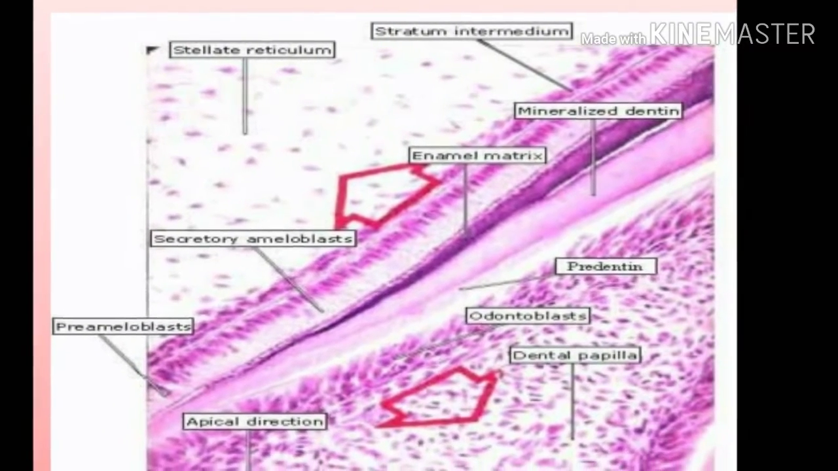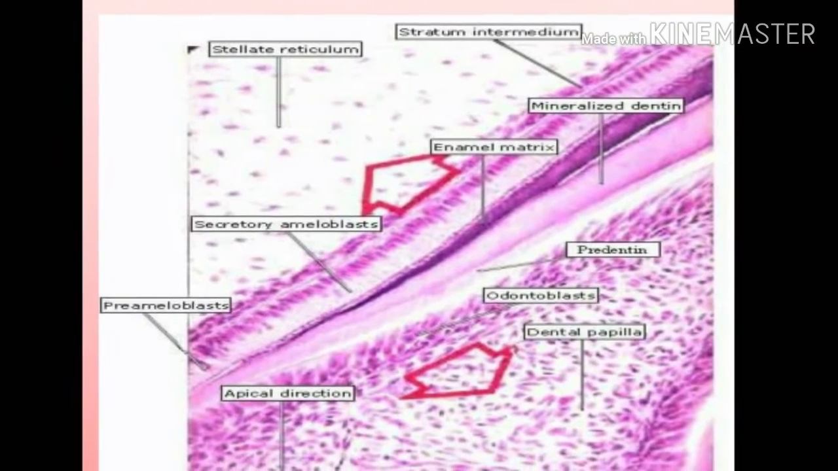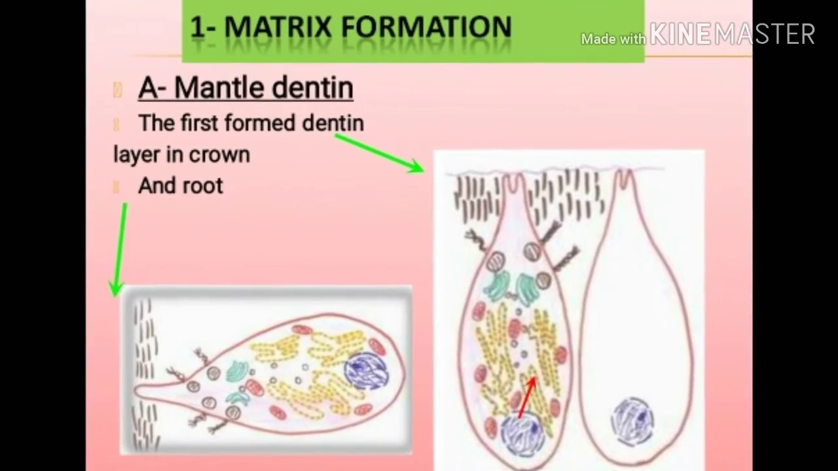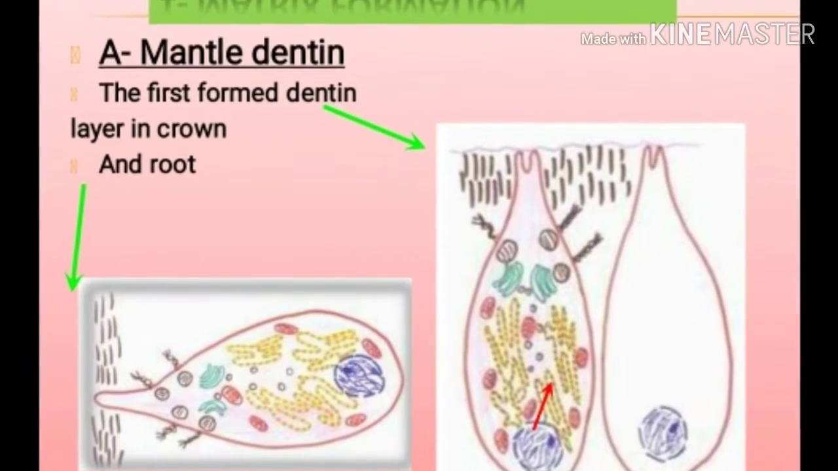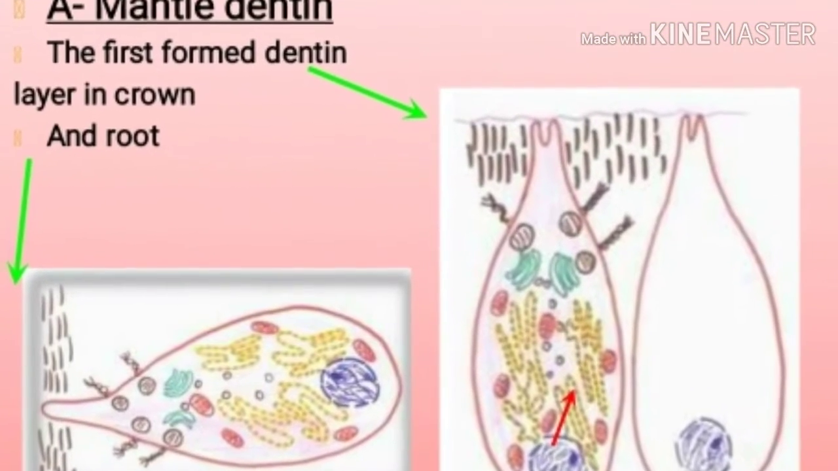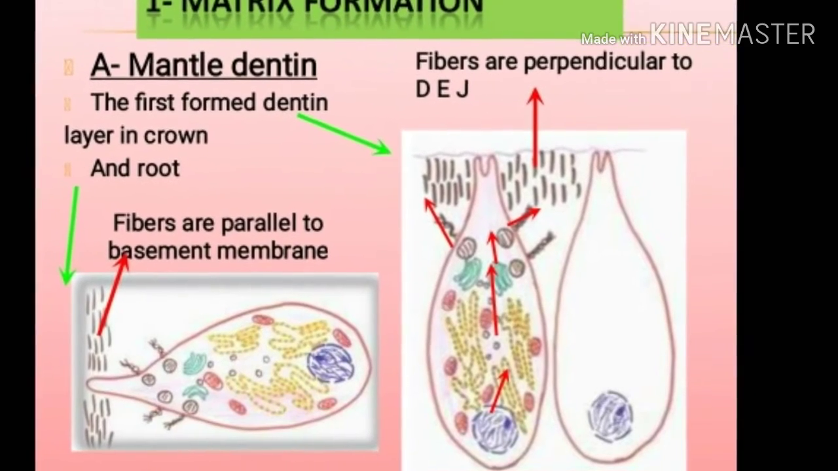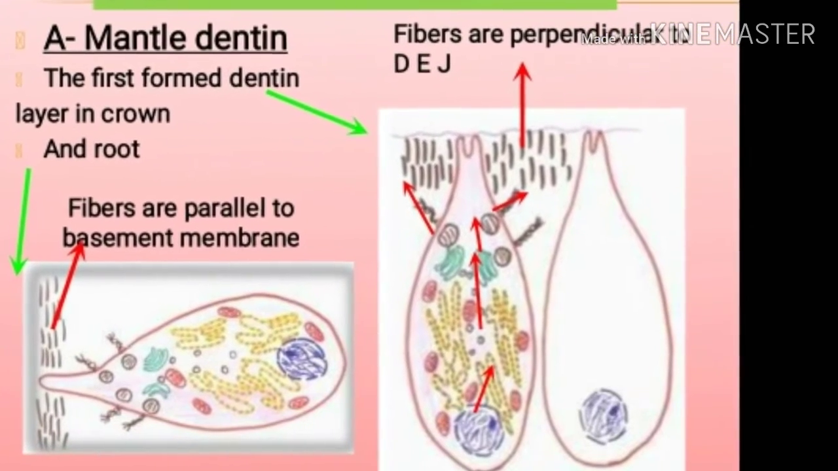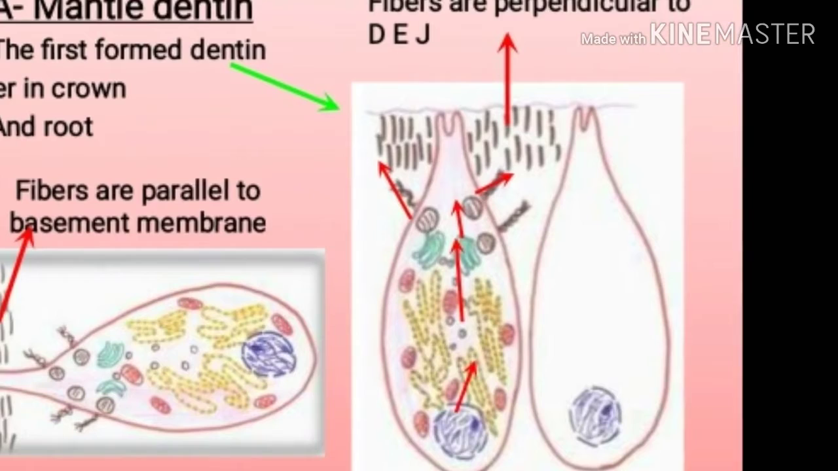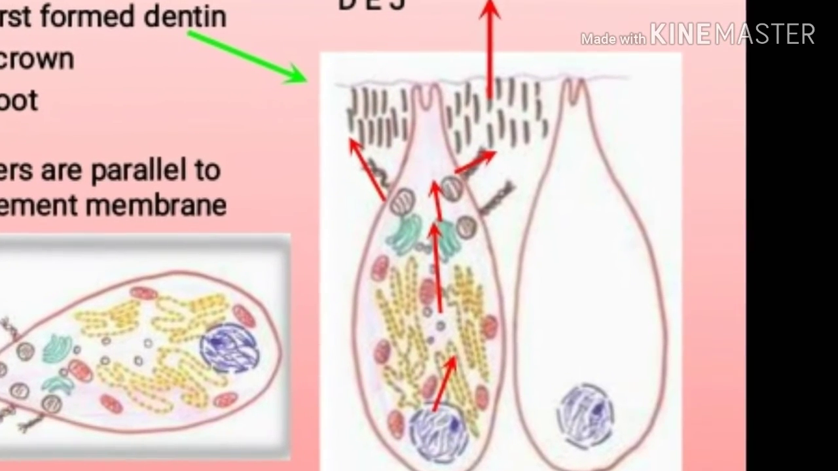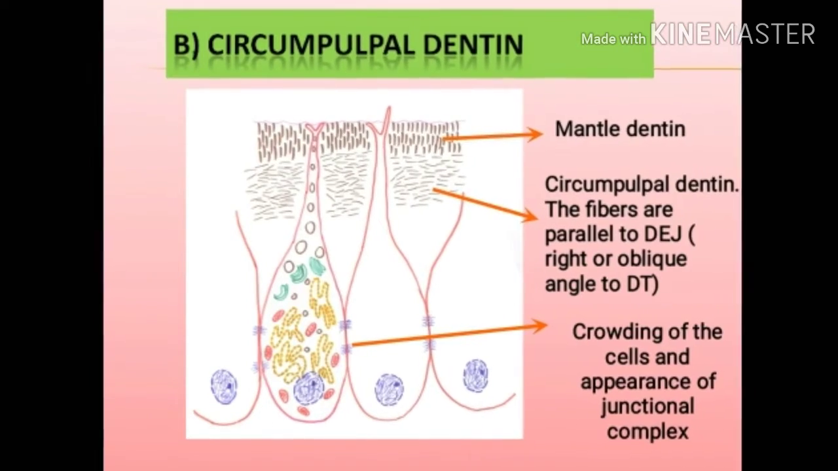Structures explained in the figure are discussed earlier. Now we will study the steps of dentinogenesis, and number one is matrix formation. Mantle dentin, the first formed dentin layer. In the crown, the fibers are perpendicular to the dentino-enamel junction, while in the root the fibers are parallel to the basement membrane. Circumpulpal dentin.